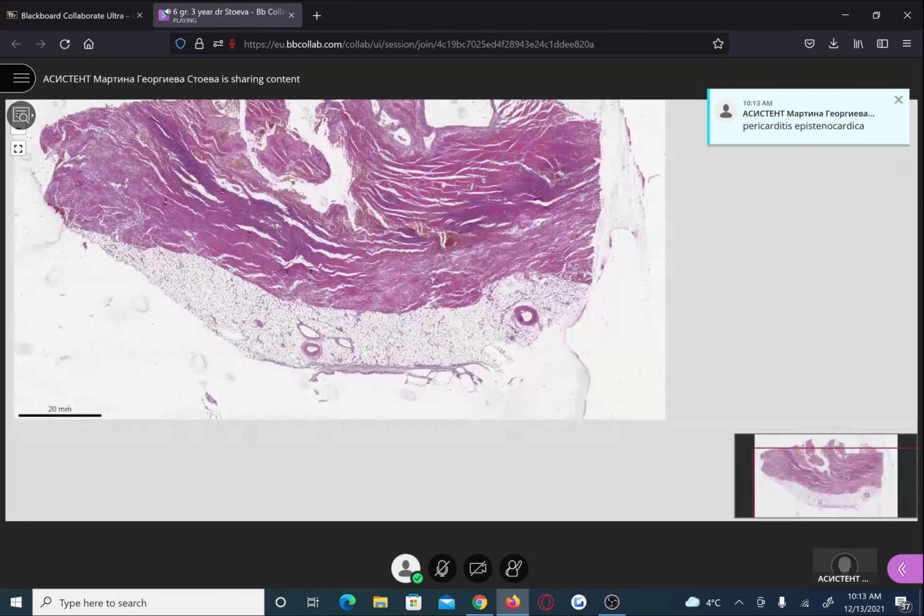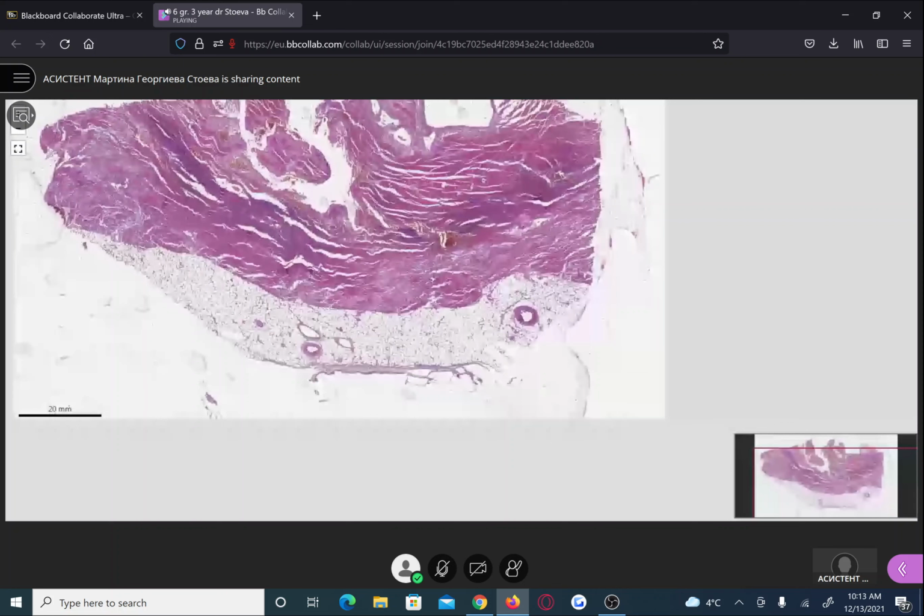Pericarditis epistenocardica is the term used for the fibrinous, localized fibrinous inflammation formed next to or over an area of myocardial infarction.